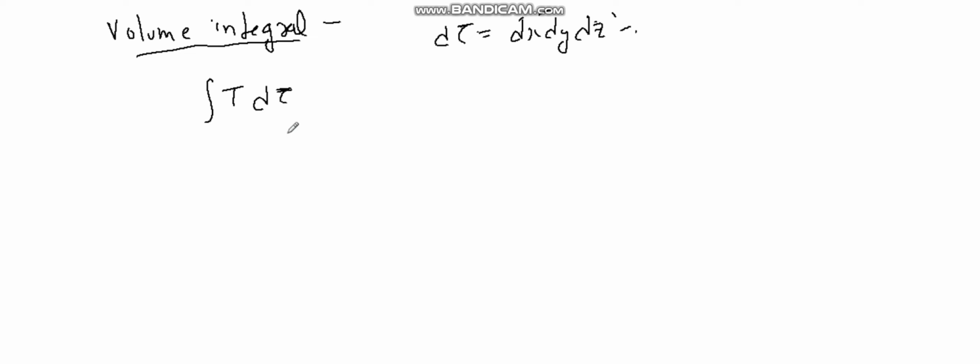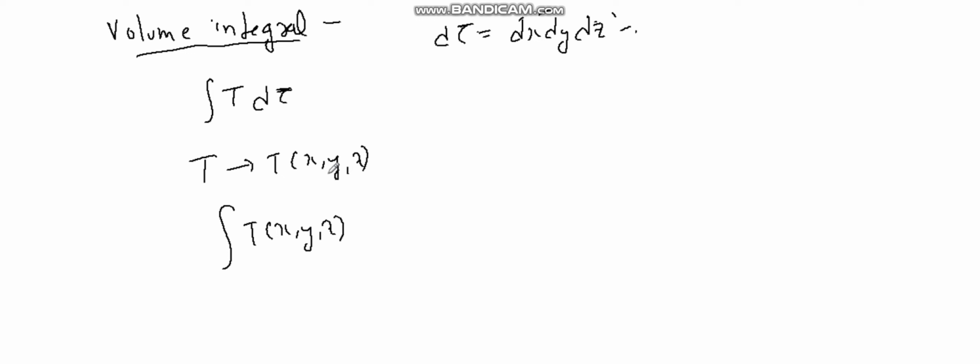So how can we write it? Okay, so t is a function of x, y and z, right? So it's written as t of x, y and z, and this d tau is just dx, dy and dz. And of course this is the triple integration, right? Because we are using the volume element. Okay, and we will put the limits of x, y and z, upper and lower limit both.